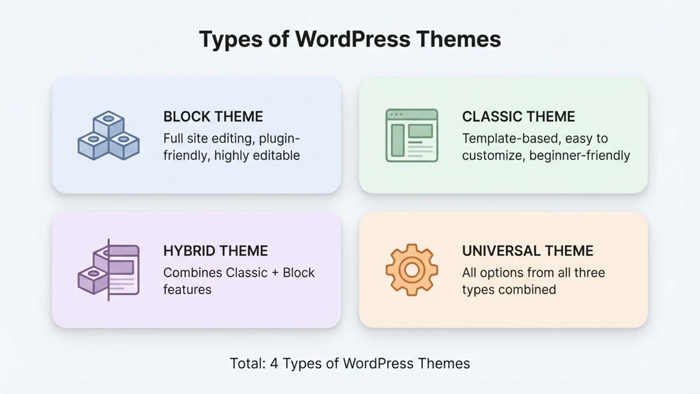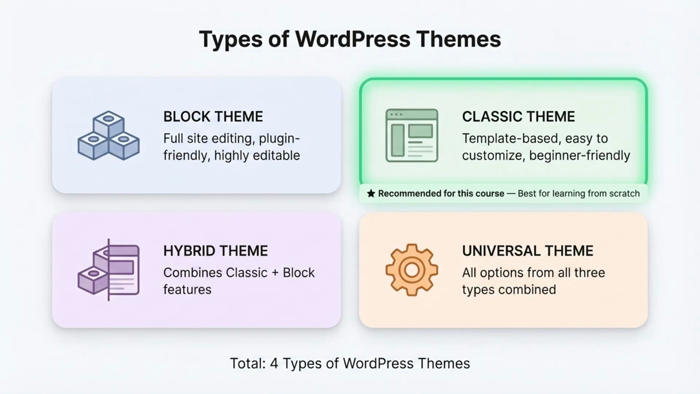So how many types of WordPress themes are there? The instructor breaks it down clearly. There are 4 types. First is the block theme, which is fully editable and works well even without extra plugins. Second is the classic theme, which is template-based and very beginner-friendly. Third is the hybrid theme, which combines both classic and block features. And fourth is the universal theme, which includes all configuration options from all 3 types. For the purposes of this digital marketing course, the instructor specifically recommends starting with the classic theme.